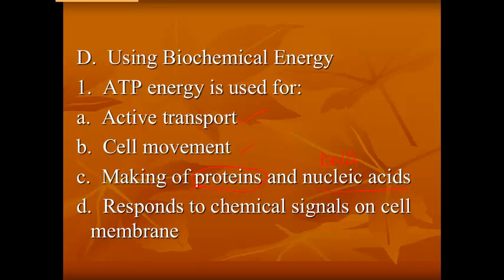And then also to respond to chemical signals that we have on our cell membrane. So when the nervous system sends down signals from the brain, the spinal cord, to your legs or your arms to tell them to move or respond to something, it takes energy in order for that response to actually happen. So these are all ways in which we use this ATP energy. We use it on a daily, second by second basis.